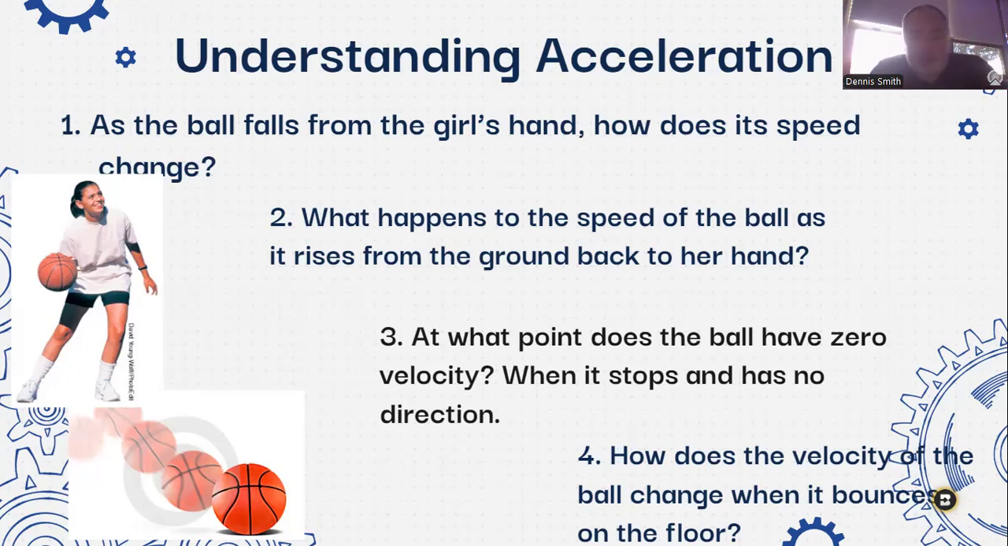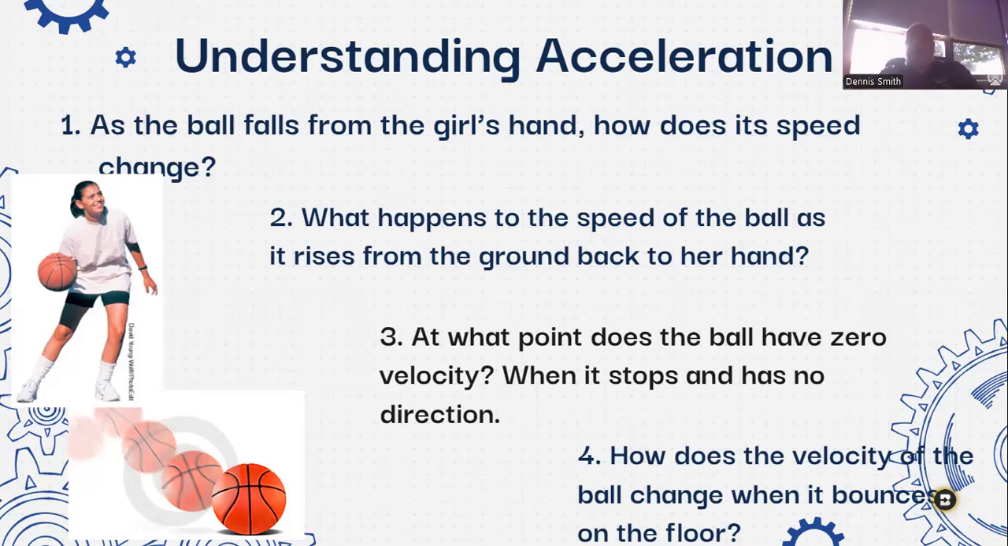All right. So at what point does the ball have zero velocity? When does the ball have zero velocity? The only time the ball will have zero velocity is when it stops and has no direction with it at all. It could have zero speed, but still have a direction. So keep that in mind.